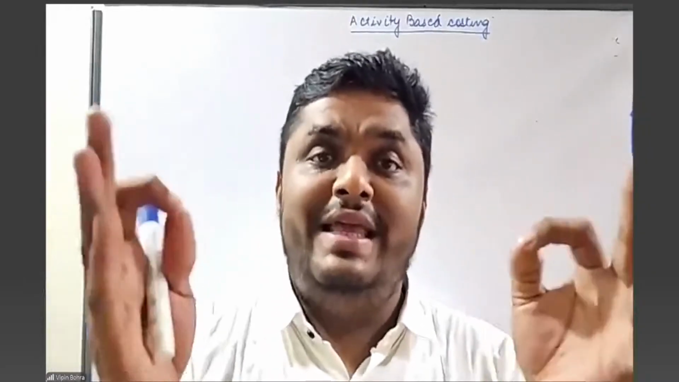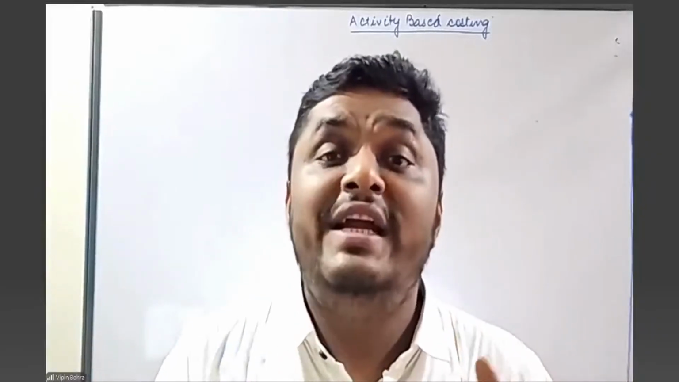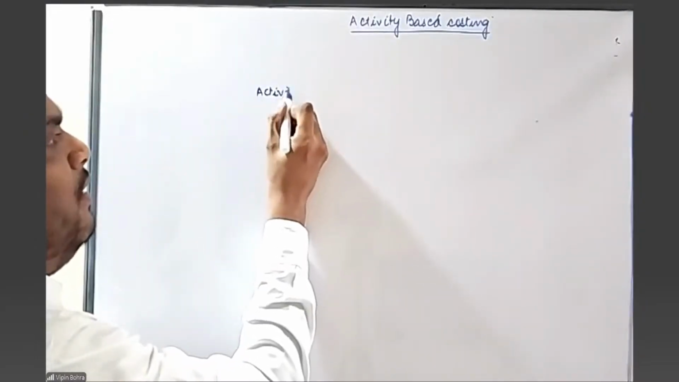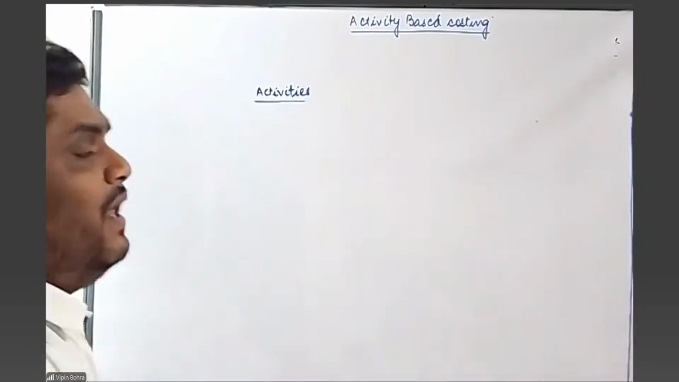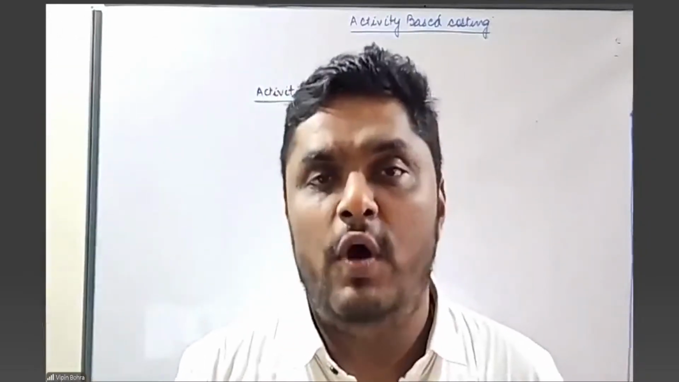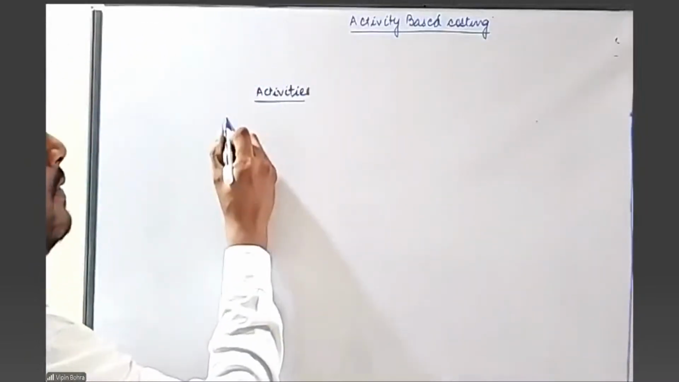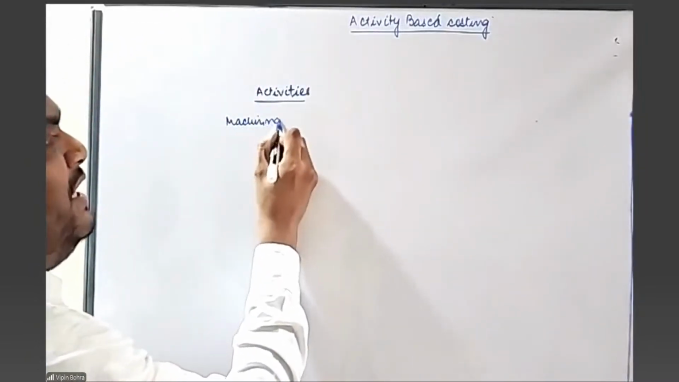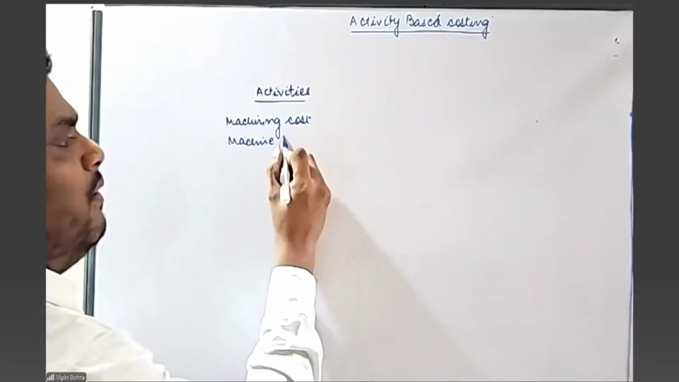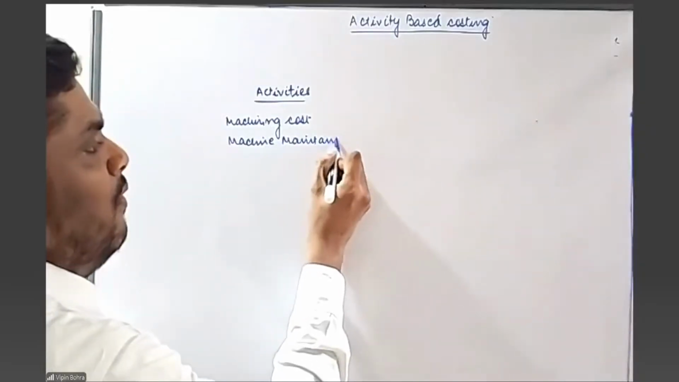Activity-based costing says that instead of absorbing all the overheads on a single basis, what you have to do is identify or figure out the activities. So they will say that we will identify the various activities of the organization. So we can say machining cost or machine maintenance can be an activity.